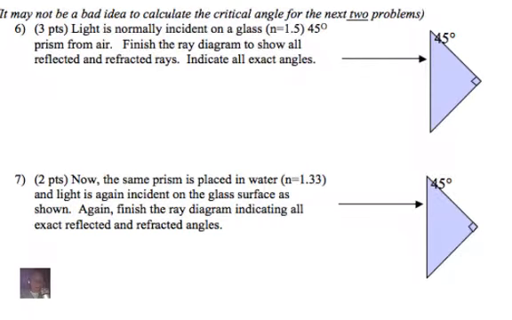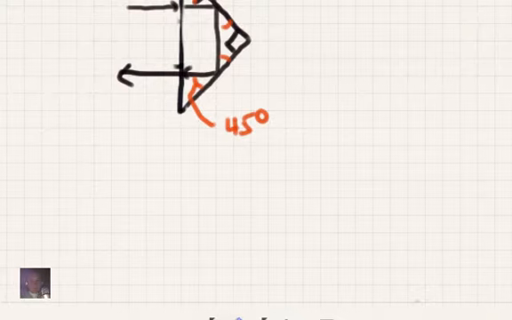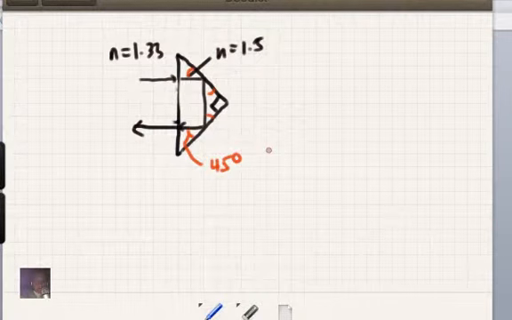The second question, number 7, asks something similar, except now the water is surrounding this prism rather than air, so the refractive index is 1.33, and the request is the same: to finish the ray diagram and indicate all the angles. So let's go to a drawing here, and it's just like the other one.